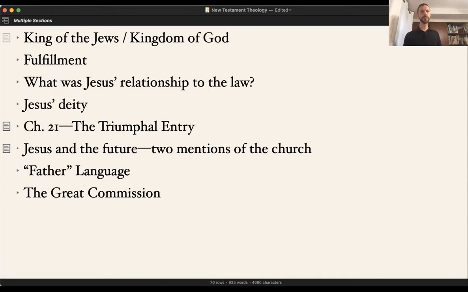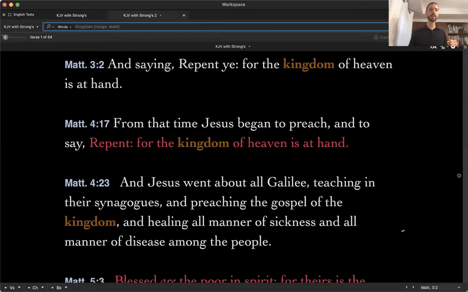Okay, let's start with the first, King of the Jews and the kingdom of God. It's a well-recognized concept that Matthew will talk, remarkably so, about the kingdom of God or the kingdom of heaven. And this will come up a lot as you go across the gospel, just to give you a sense of what that looks like. Matthew starts off with John the Baptist proclaiming, "Repent, for the kingdom of heaven is at hand." Then Jesus proclaims the same thing, "The kingdom of heaven is at hand."